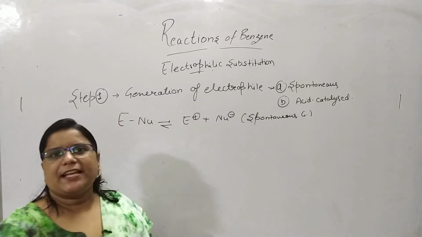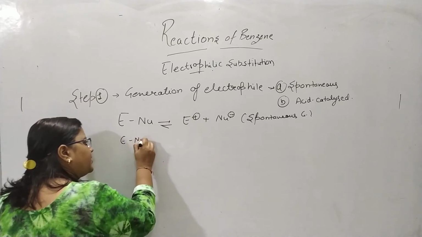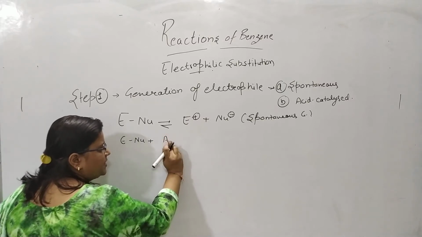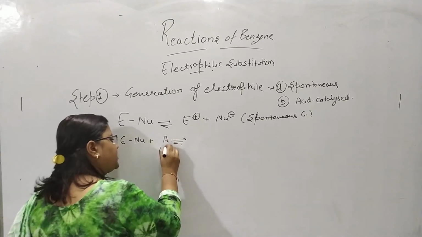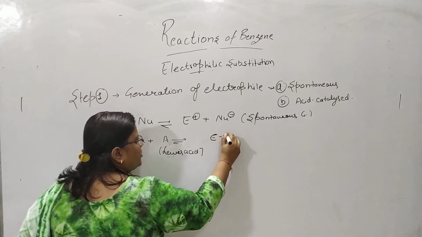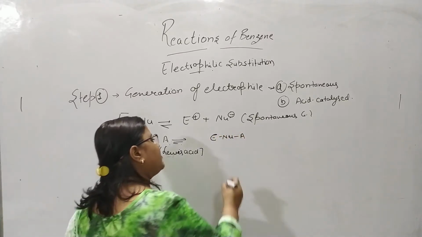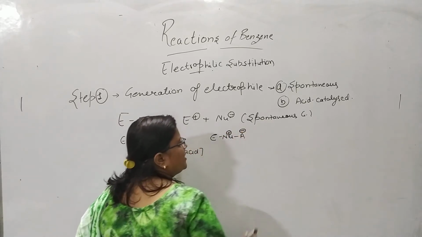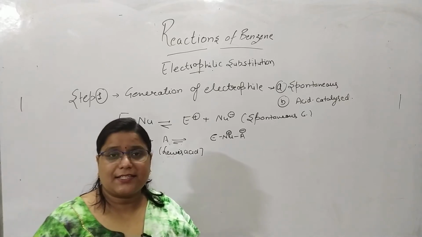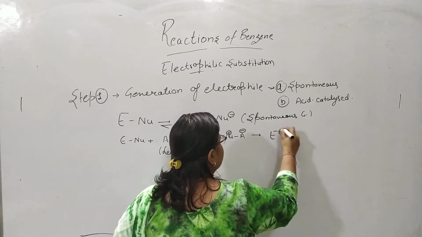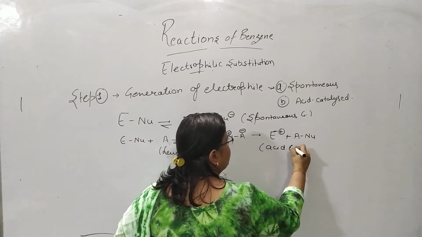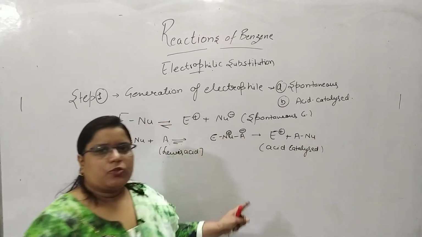But if it's an acid-catalyzed reaction, the electrophile with the nucleophile compound and the Lewis acid, which I am representing as A, form a complex, in which the nucleophile part has the positive charge and the acid has the negative charge. This is a less stable complex, because the positive charge is quite an unstable condition. So in this step the electrophile dissociates from this compound, and the acid and nucleophile compound form. This is known as the acid-catalyzed generation of the electrophile.